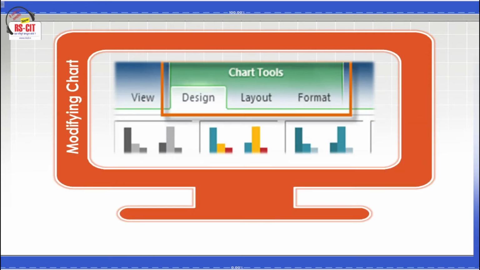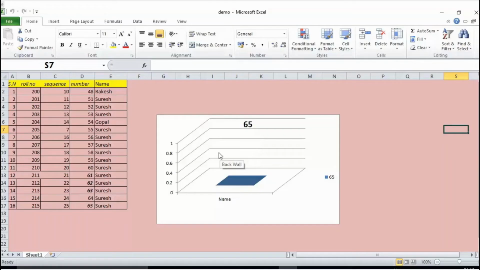Once you insert a chart, a set of chart tools consisting of 3 tabs will appear on the ribbon. These are visible only when the chart is selected. You can use these 3 tabs to modify your chart, that is, Design, Layout, and Format.